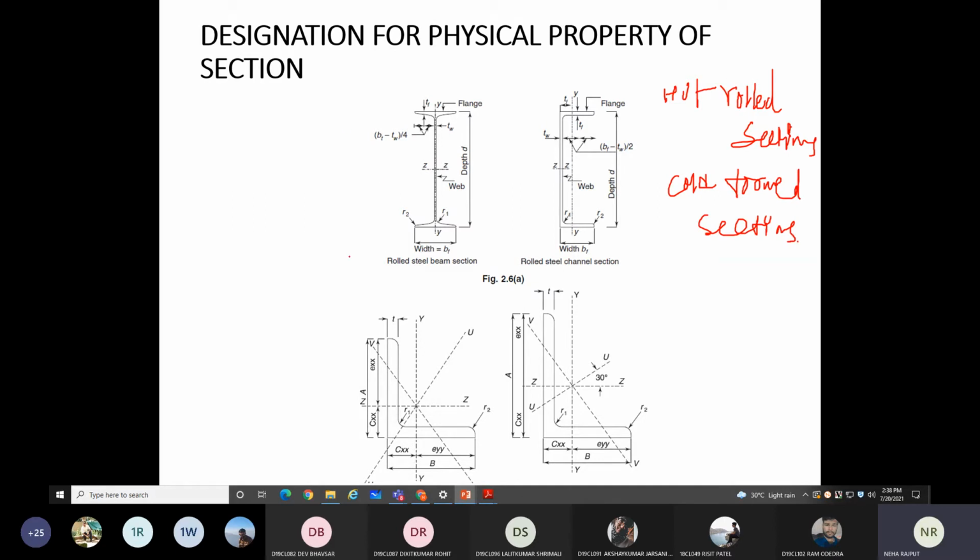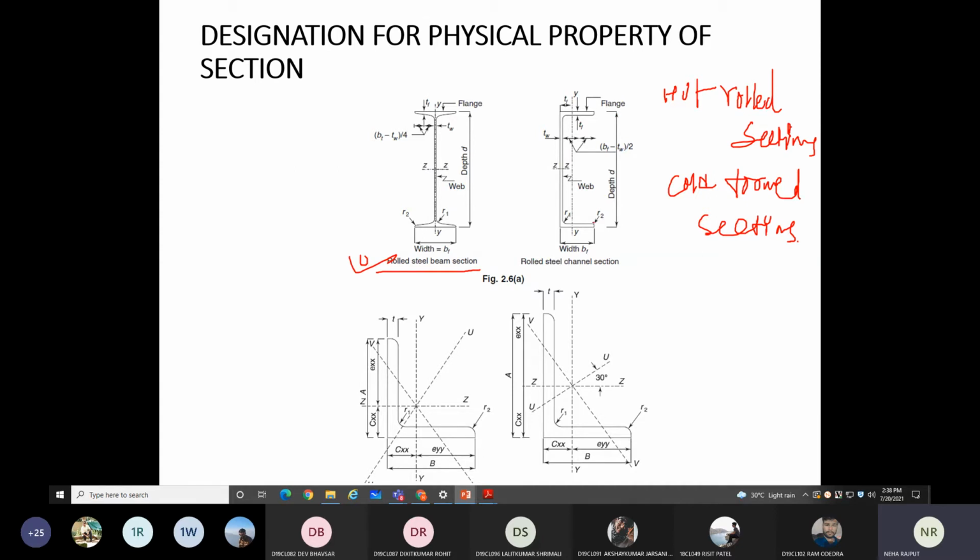So these are all hot rolled sections. This rolled steel beam section is called the beam section, or I section. And these are the designations and physical properties of the sections, which we will see in SP6, the steel table.